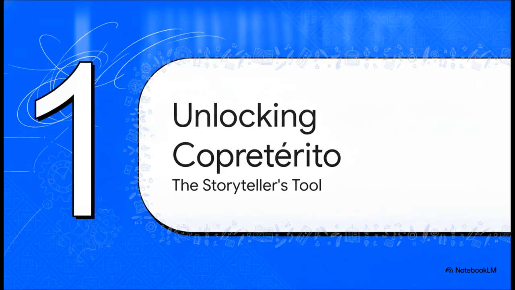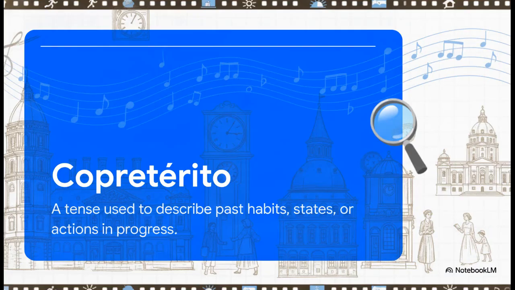Section 1. Unlocking the Copretérito, the storyteller's tool. So, to tell a truly gripping story, you absolutely need the right tense. Enter the Copretérito, which, by the way, you might also hear called the imperfect tense. This is your go-to grammatical tool for describing past habits, ongoing states, or actions that were right in the middle of happening. Think of it kind of like the background music in a movie.